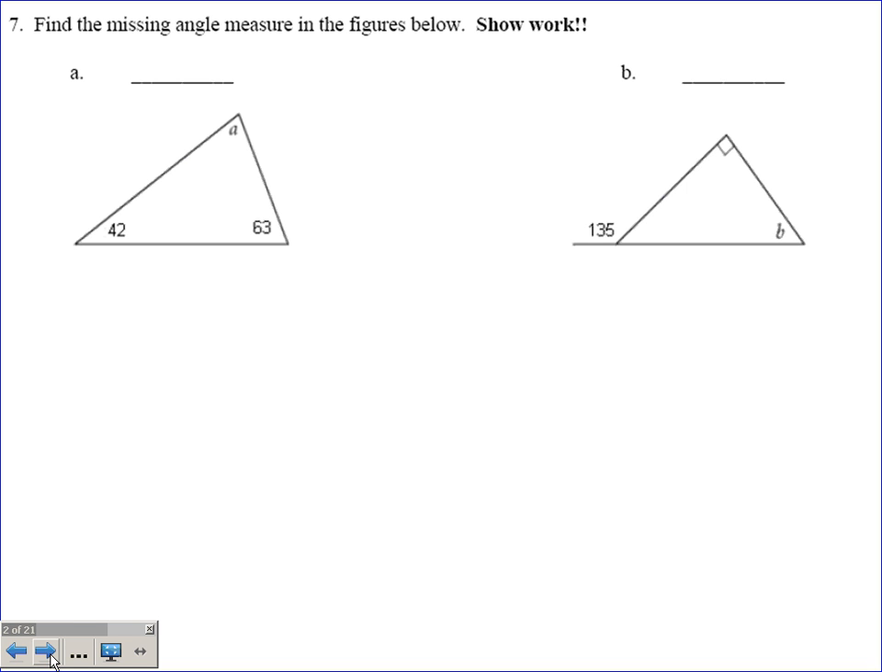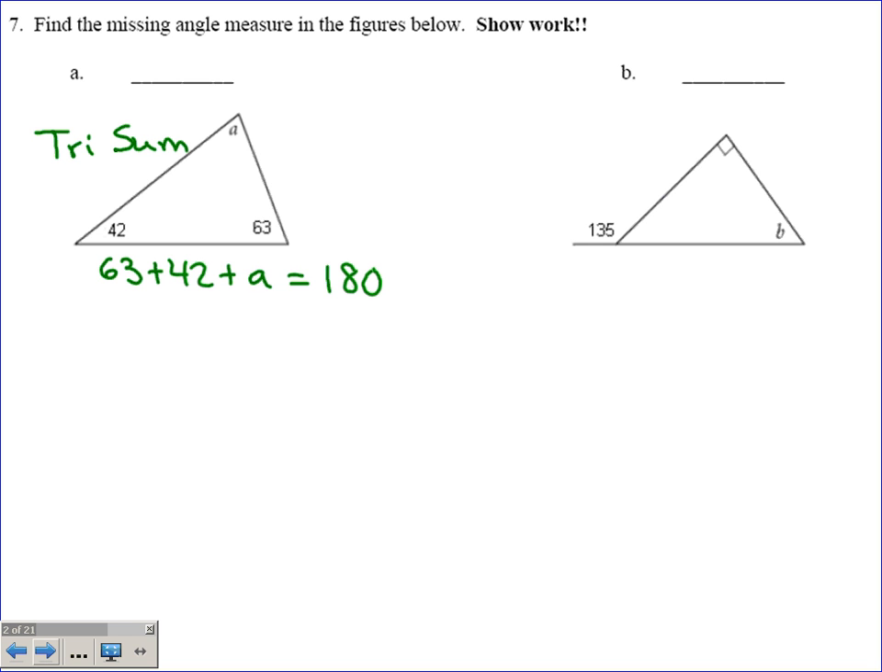Hannah, find the missing angle. Can you show your work on A? What would we do here? You would make 63 plus 42 plus A equals 180. Yeah, so we're just basically adding these 3 things up equals 180 degrees. That's basically the definition of a triangle sum.